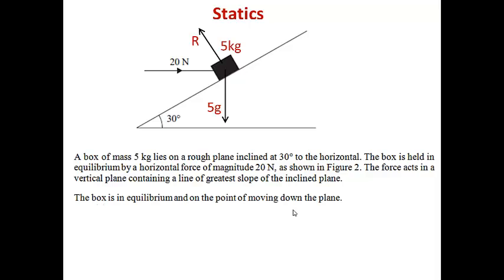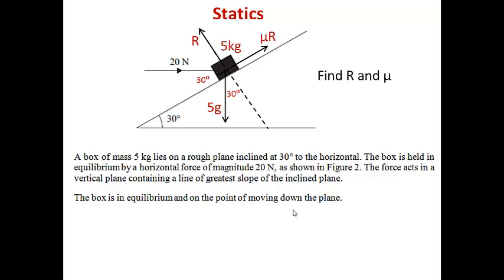But when we read on in the question, we're told the box is in equilibrium on the point of moving down the plane. This tells us that the friction must be pulling the particle up the plane. If the box was in equilibrium and at the point of moving up the plane, friction would be acting downwards. In this instance, it'll be acting upwards. And as it's limiting friction, because it's on the point of moving down the plane, it will be mu R. What's the question? We have to find mu and we have to find R.